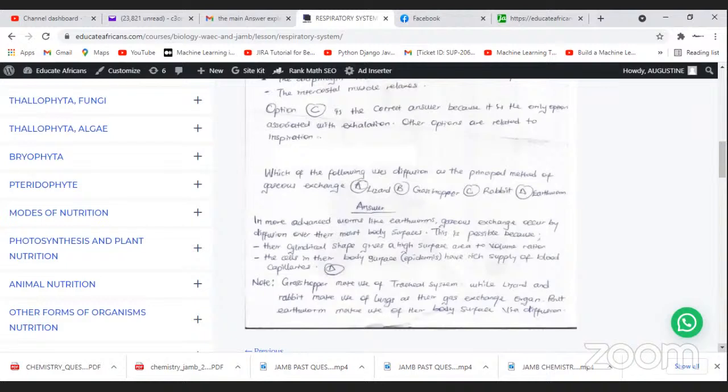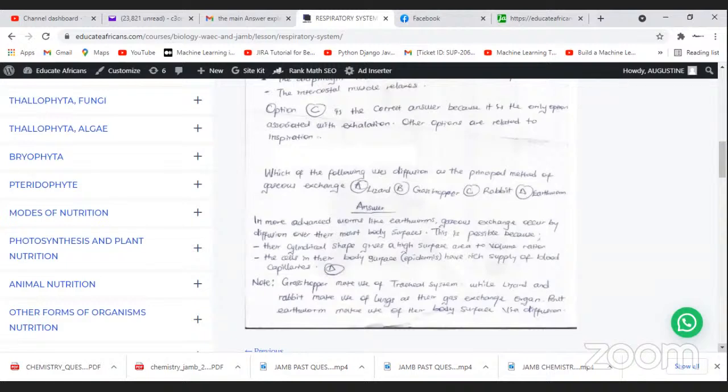In more advanced forms like earthworm, gaseous exchange occurs by diffusion over their moist body surface. This is possible because the cylindrical shape gives a high surface area to volume ratio. Cells in their body surfaces, that is the epidermis, have a rich supply of blood capillaries. Note that this makes option D the answer, which is earthworm.